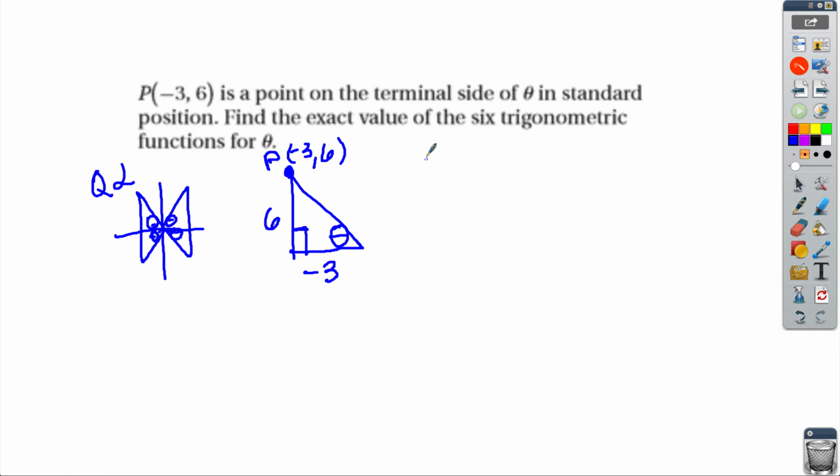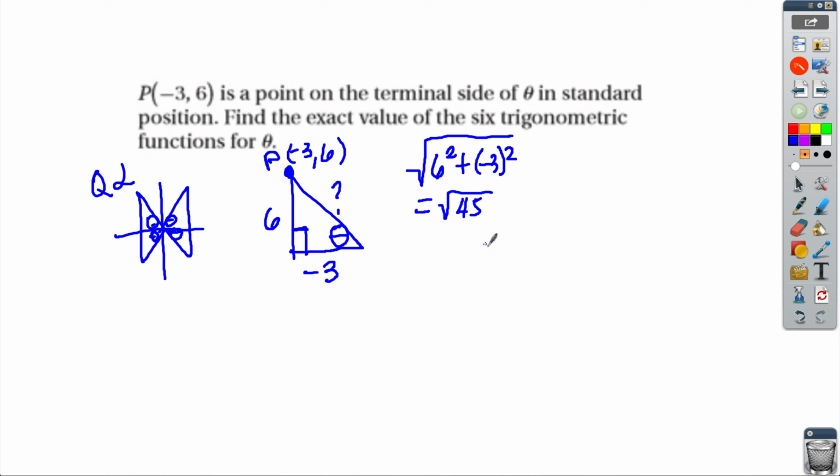Okay, so our objective is to find the 6 trigonometric functions. And in order for us to do that, we need to find first the length of the hypotenuse right here. So how long would that be? Let's see. We're going to use your Pythagorean theorem. You're going to square each of your legs, add them up, find the sum, and then find the square root. In this case, I'm finding it to be root 45.